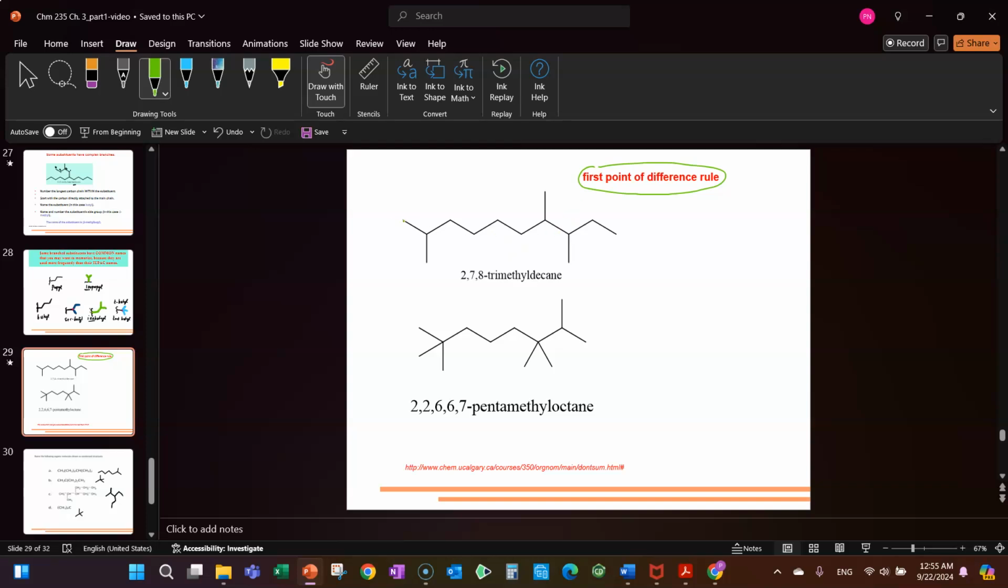Okay, so that means you start from here, 1, 1, no, both look the same. But at the second carbon atom, here you have a methyl group, there you don't have a methyl group. So there you go, you found the first point of difference. So you start numbering from this end. So 1, 2, 3, 4, 5, 6, 7, 8, 9, and 10. At the 7th and 8th position, you also have a methyl group. So this compound will be called 2,7,8-trimethyl, because there are 3 methyl groups, decane.